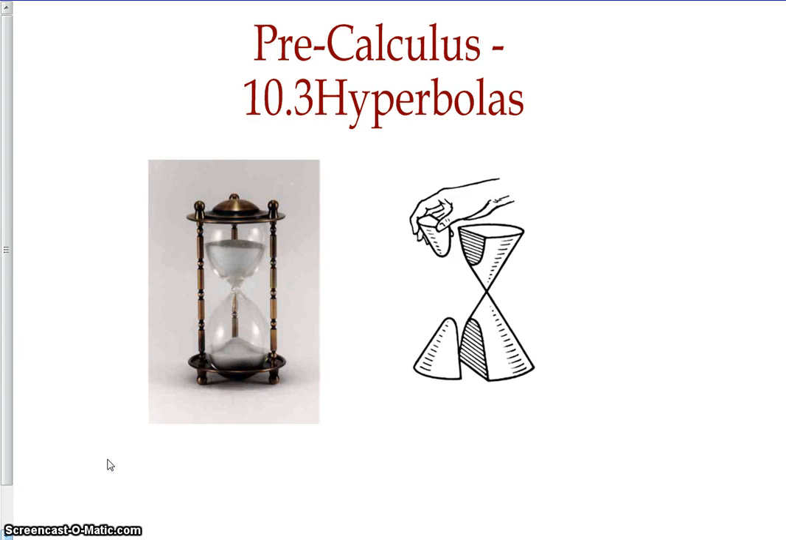Okay, so this video is on 10.3, which is hyperbolas. If you remember, a hyperbola is formed when you have your double cones, one on top of each other, and you take a vertical slice.